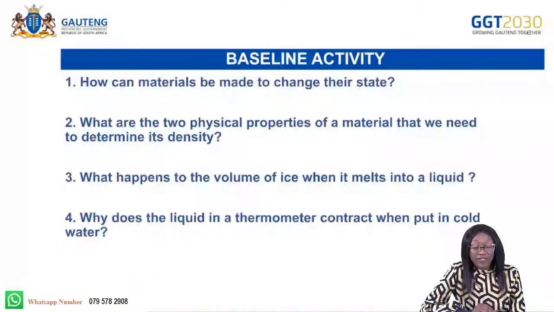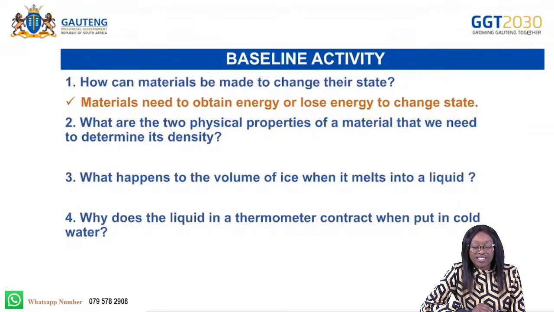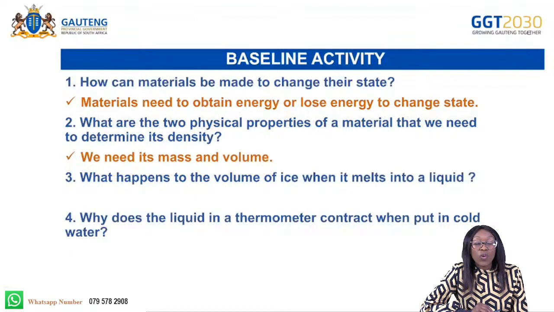Welcome back, learners. Now let's answer those 4 questions. The first question read, how can material be made to change their state? Materials need to obtain energy or lose energy to change their state. Now let's answer the second question. What are the 2 physical properties of a material that we need to determine its density? The answer is we need to know its mass and volume.